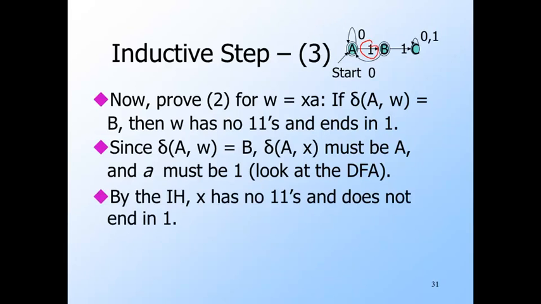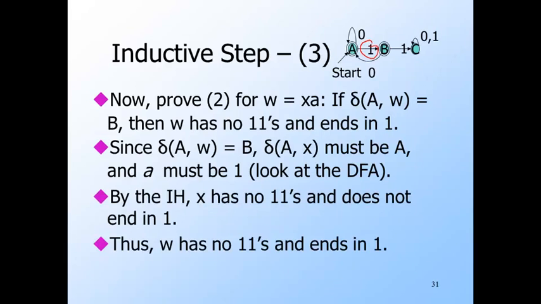We apply the inductive hypothesis to x, and we conclude that x not only has no consecutive 1s, but doesn't end in 1. Any occurrence of 1,1 in w would either have to be at the end or lie completely within x. We know it doesn't lie within x by the inductive hypothesis. We know 1,1 cannot be at the end because x does not end in 1, and a is only a single 1. We conclude that w does not have consecutive 1s.